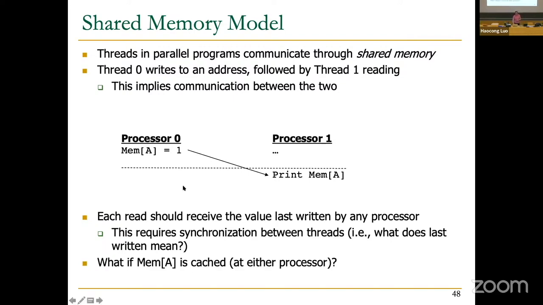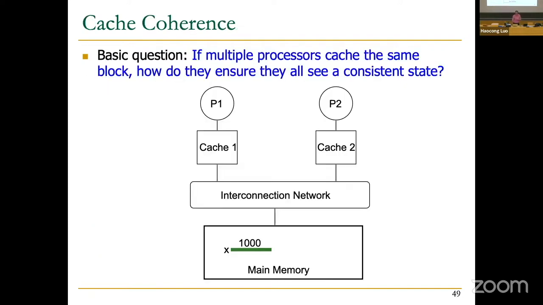So we're going to cover the issue with caching. Basically, if you have memory location A that's cached in either processor, we have a problem, because the processors may not see the updates of other processors unless you do something special, which is called cache coherence. So the basic question is, if multiple processors cache the same cache block, how do they ensure that they all see a consistent state for that particular cache block?